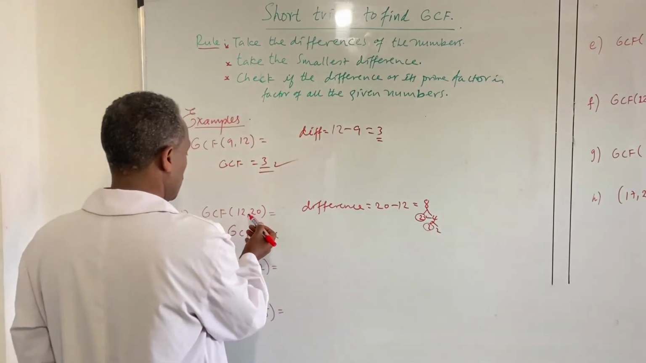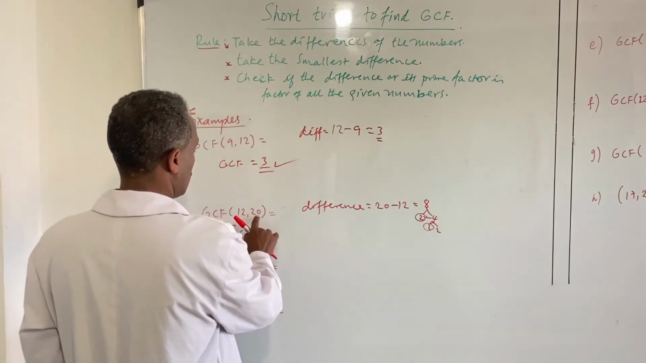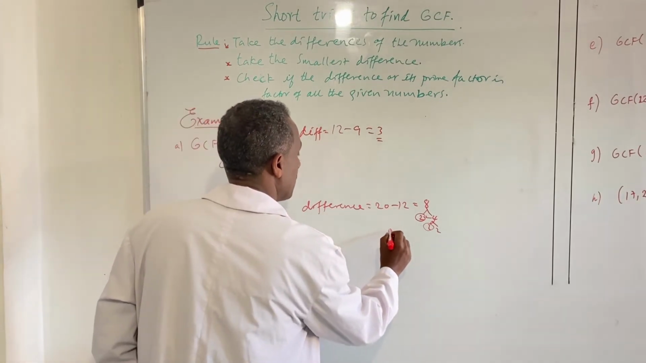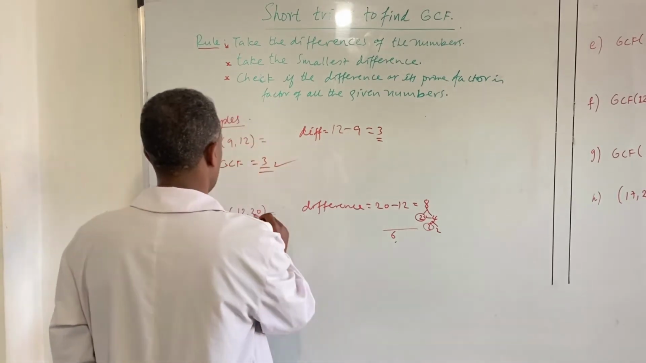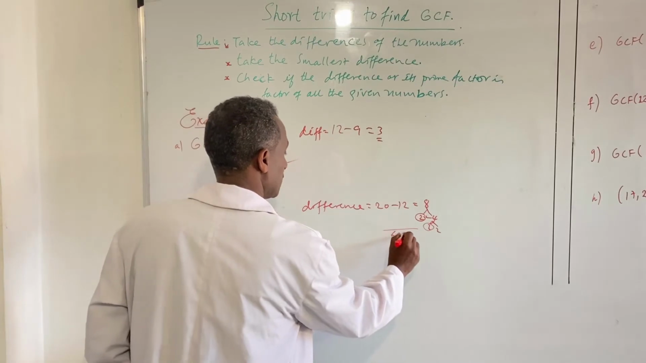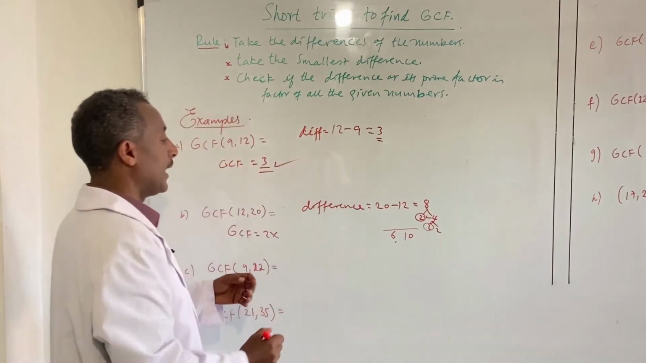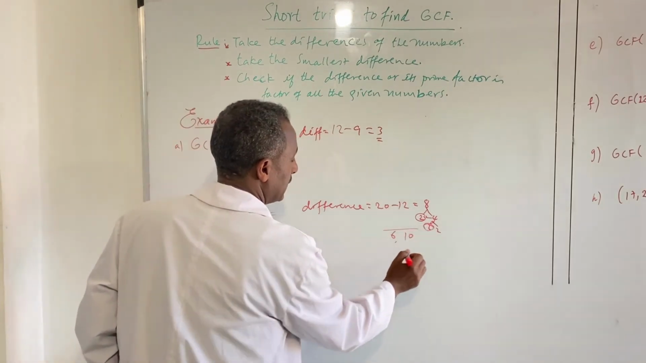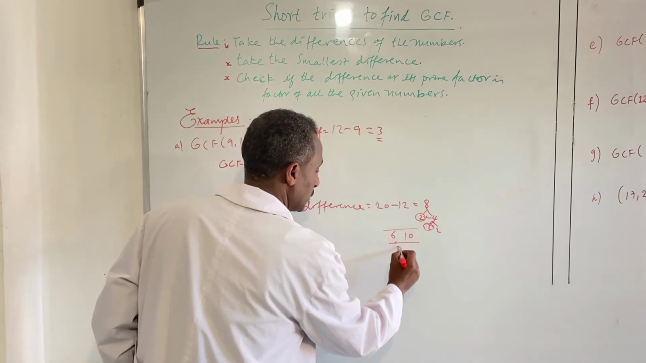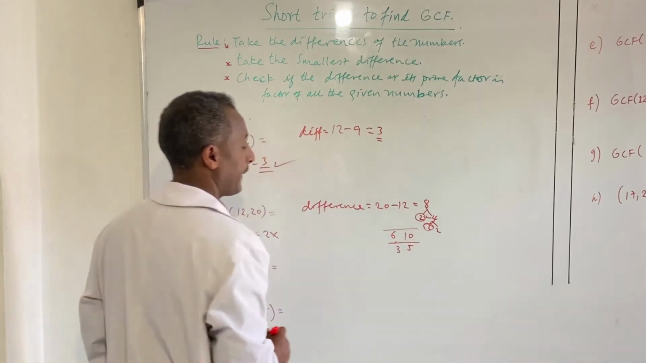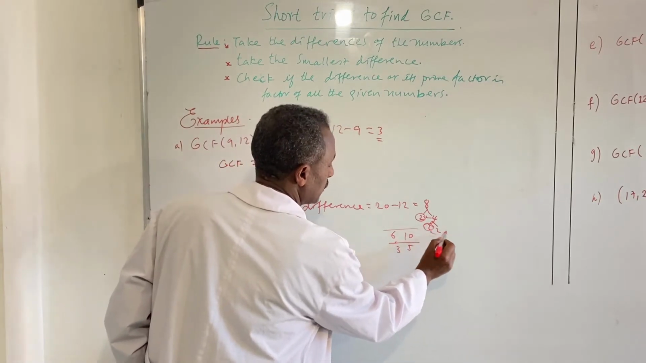So we have to reduce the numbers. If we divide 12 and 20 by 2, the numbers will be reduced: 12 divided by 2 is 6, and 20 divided by 2 is 10. So these are the new numbers. Again, the second 2, does it divide both? Yes. So when you divide both by 2, this will be 3 and this will be 5. Okay. So let us see this one.